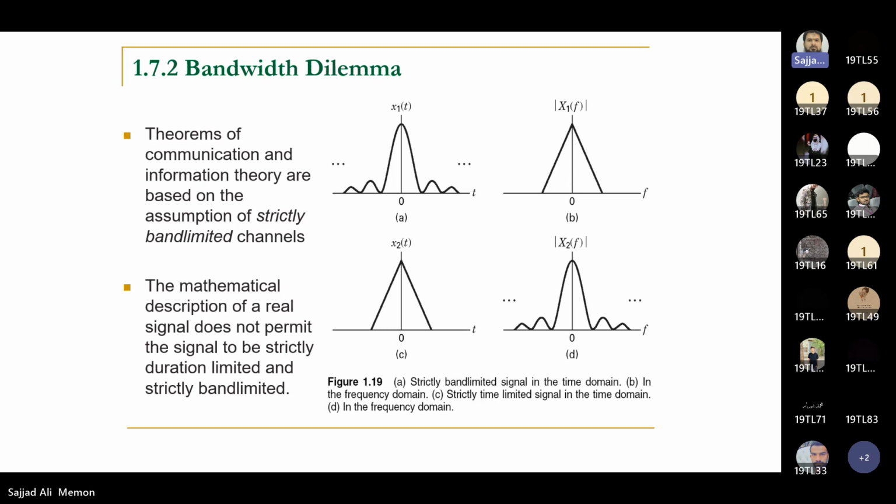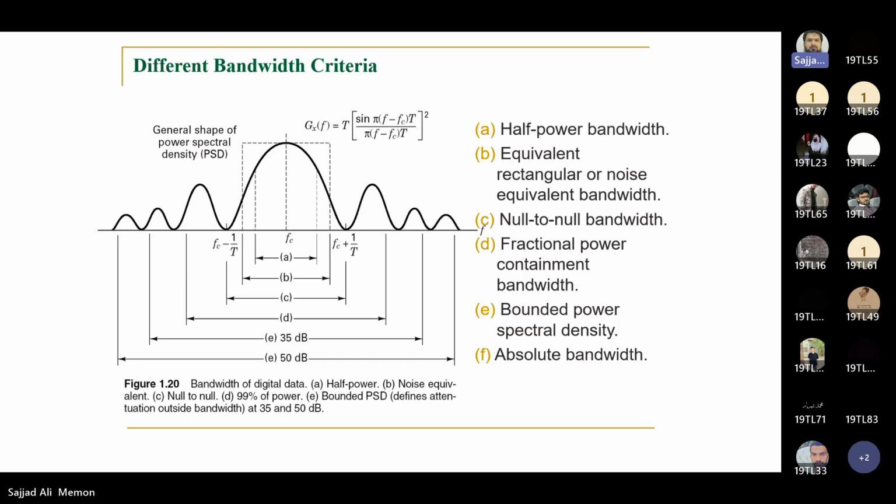So you take the absolute bandwidth, or from only one sideband, or from one lobe to another lobe, or the noise equivalent power bandwidth, or the half power bandwidth. So that is the question. Depending on the assumptions and calculations, we always take a different definition of bandwidth for different applications.